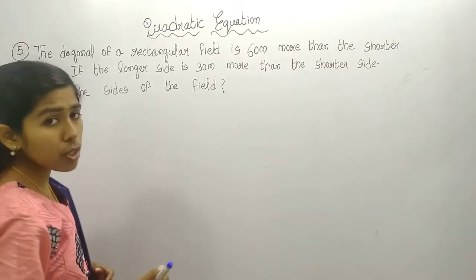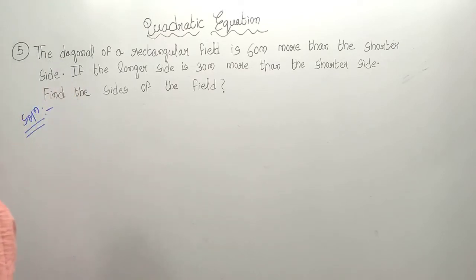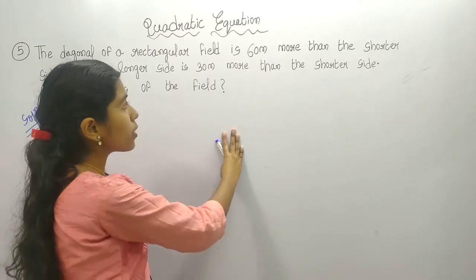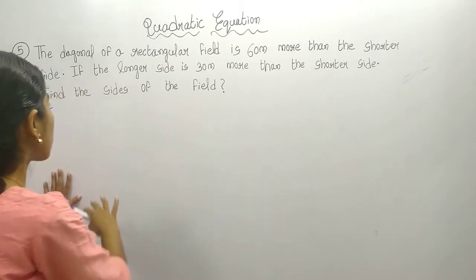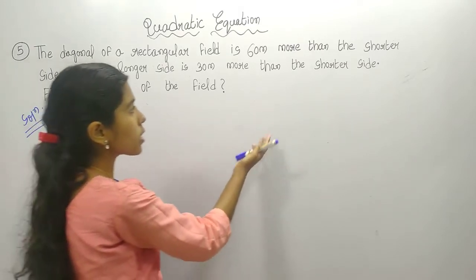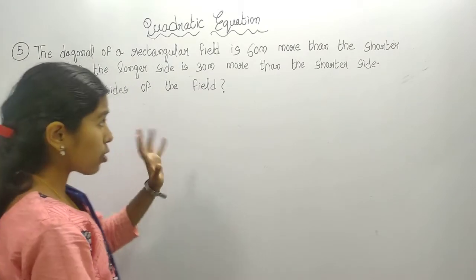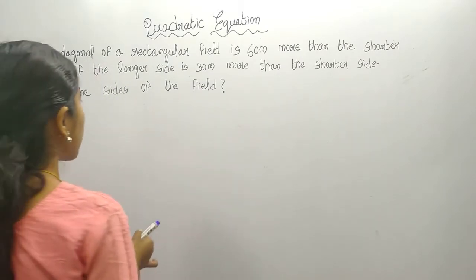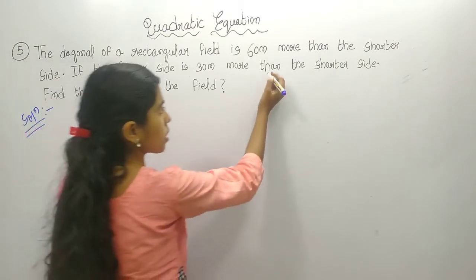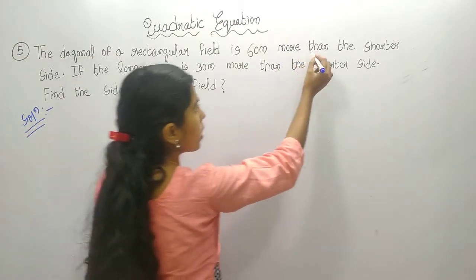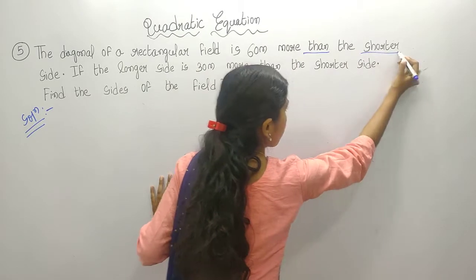So here you see, this is our next question. The diagonal of a rectangular field is 60 meter more than the shorter side. If the longer side is 30 meter more than the shorter side, you have to find the sides of the field. What I have told you in the previous question is, you have to take x.